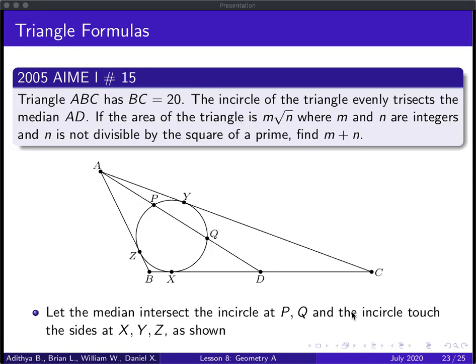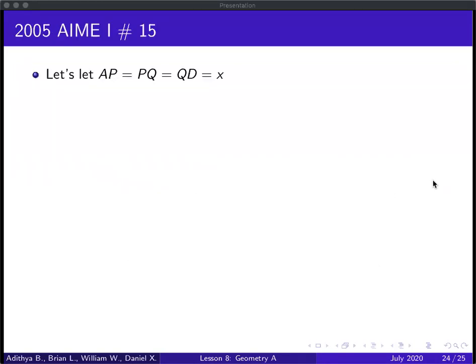So since we know that the median is cut into 3 equal pieces, let's just let the length of all of these pieces be x. So say that AP and PQ and QD are all equal to x. Now we have a lot of lines that intersect or are tangent to our incircle. And when we have lines that cut a circle or are tangent to a circle, that suggests using power of a point.